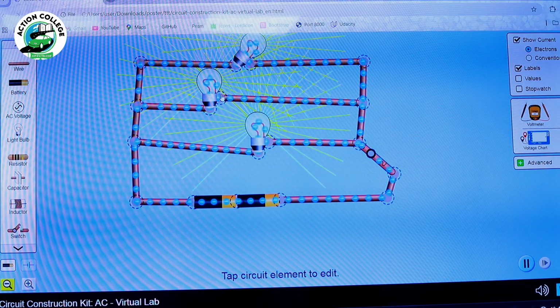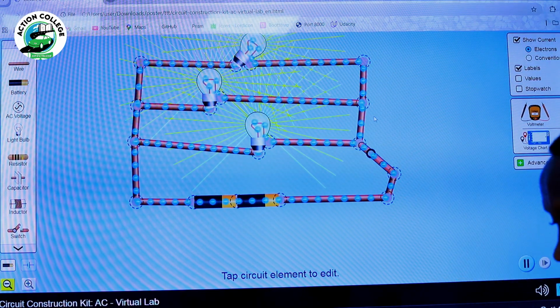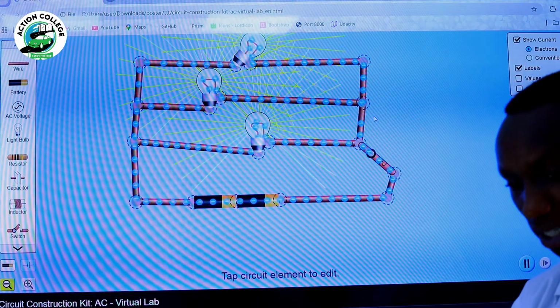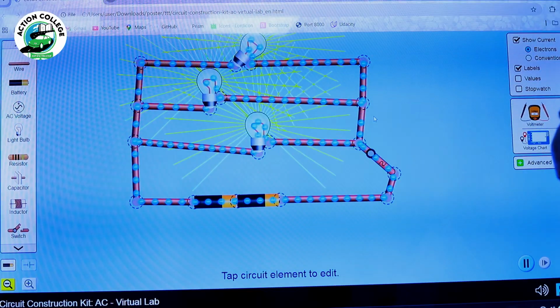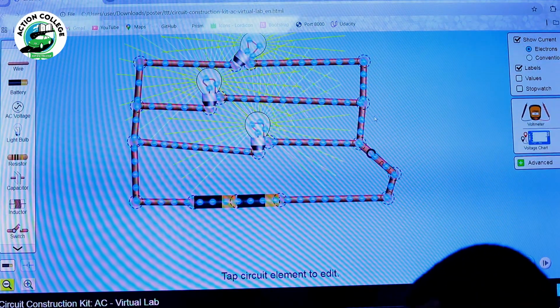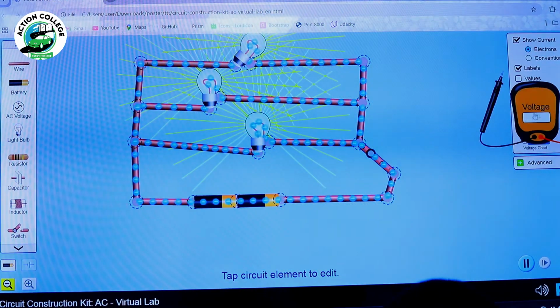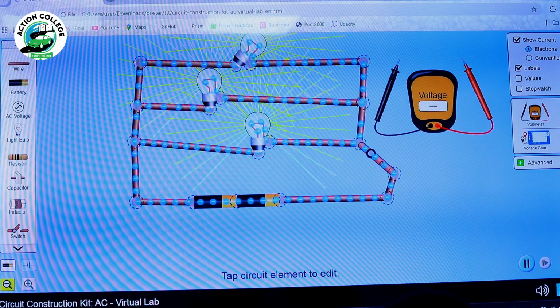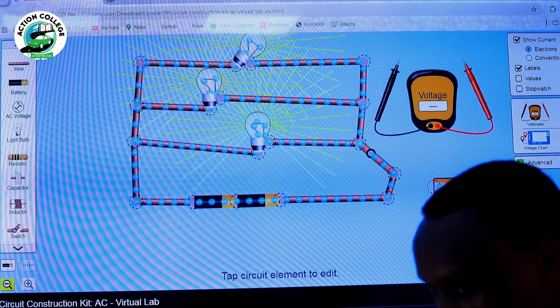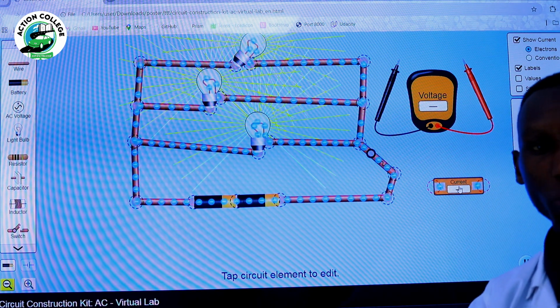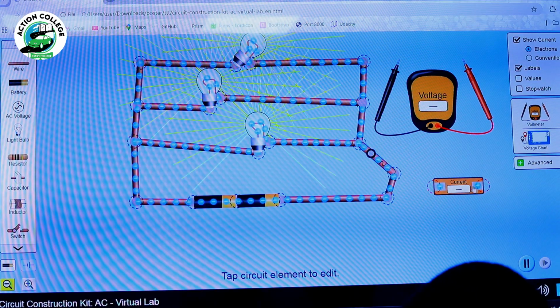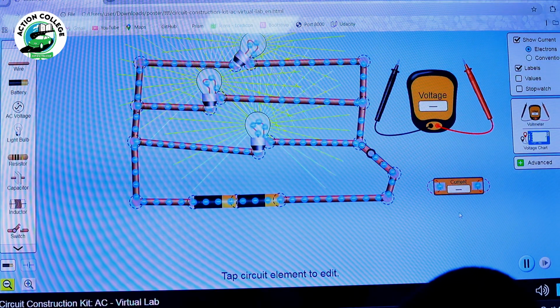Then stay tuned for the next video. We will be dealing with how we can measure voltage by using a voltmeter. As I told you, this is an example of a voltmeter, and this is an ammeter. In the next video, we will see how this voltmeter and ammeter work.